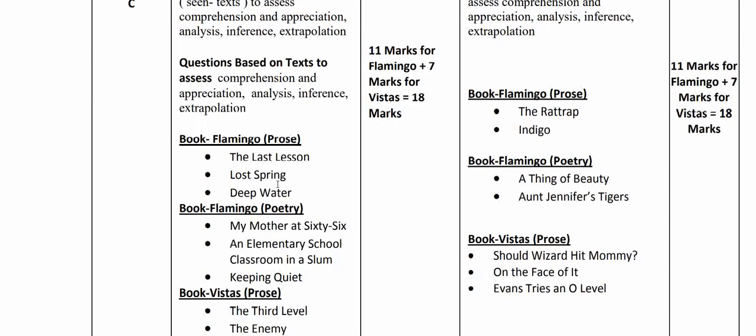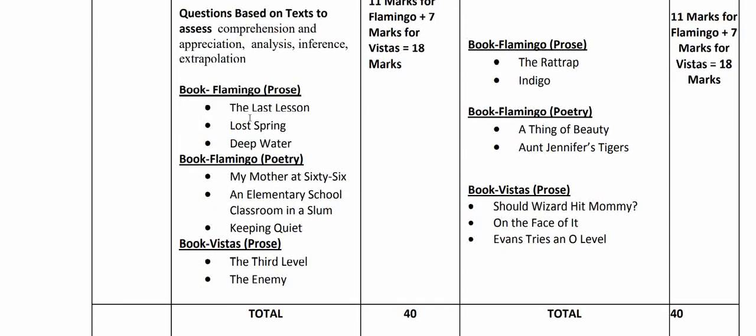Now, from the book Flamingo, the prose includes The Last Lesson, Lost Spring, Deep Water, and from the book Flamingo, the poetry section, My Mother at Sixty-Six, Elementary School Classroom in a Slum, and Keeping Quiet. From the book Vistas, the prose is The Third Level and The Enemy.